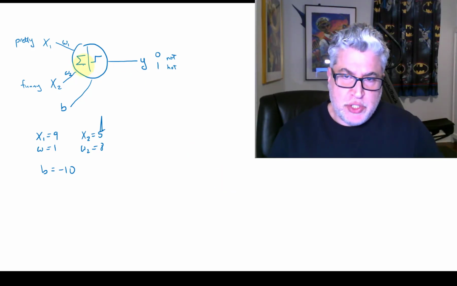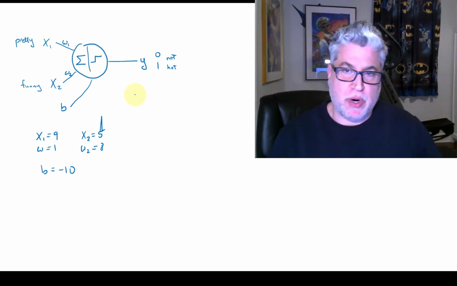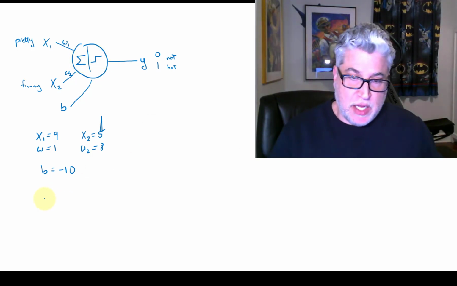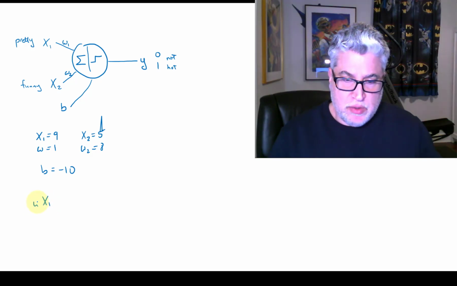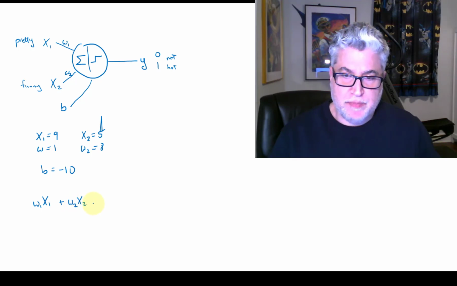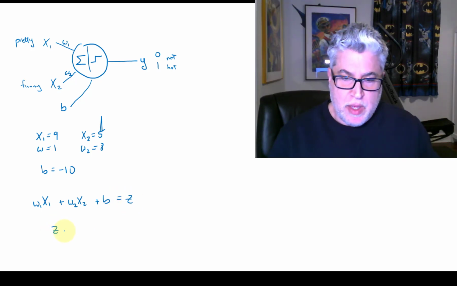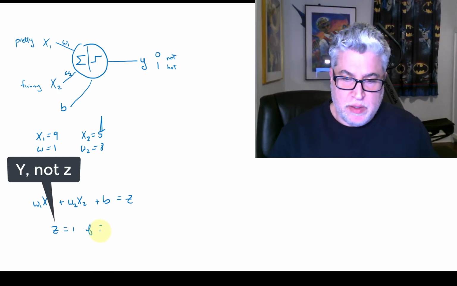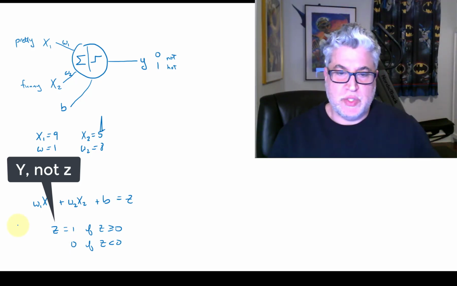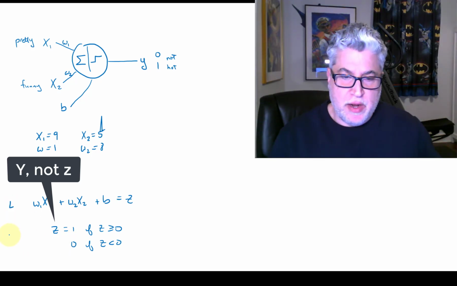And again, there's a summation part and an activation part, the linear part and the nonlinear part. The linear part is a weighted sum. So we just take x1, apply a weight, x2, apply a weight, add the bias, and then we'll see whether this z is positive or negative. If z is positive, y is equal to 1, and if z is negative, y is equal to 0. So we had our linear part and our nonlinear part.